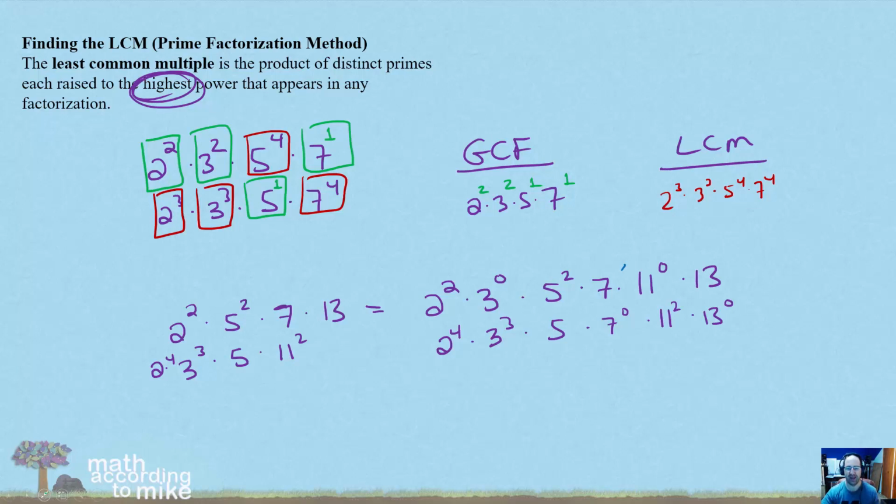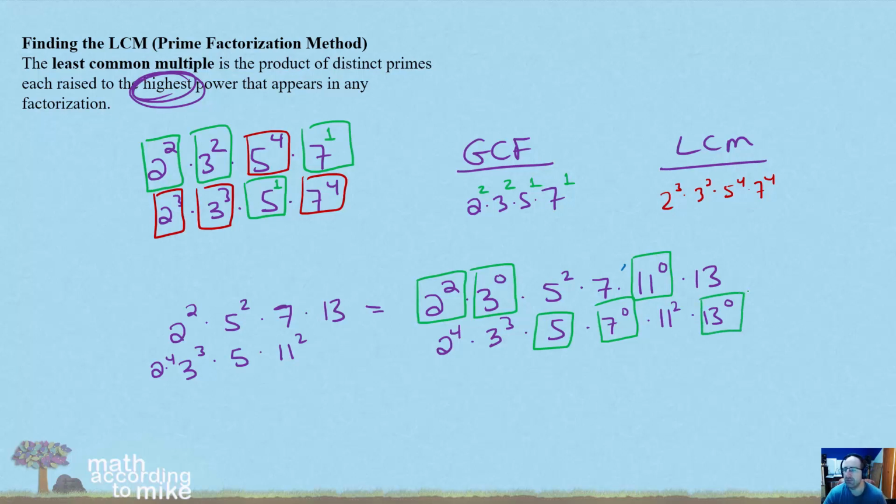With this laid out like this, now it's a little more visual. The GCF would be the smaller power. So for the 2's, you would take the 2 squared. For the 3's, you would take the 3 to the 0, which is just 1. For the 5's, you would take the 5 to the first. For the 7's, you would take the 7 to the 0, which is just 1. 11's, 11 to the 0. And 13, 13 to the 0.